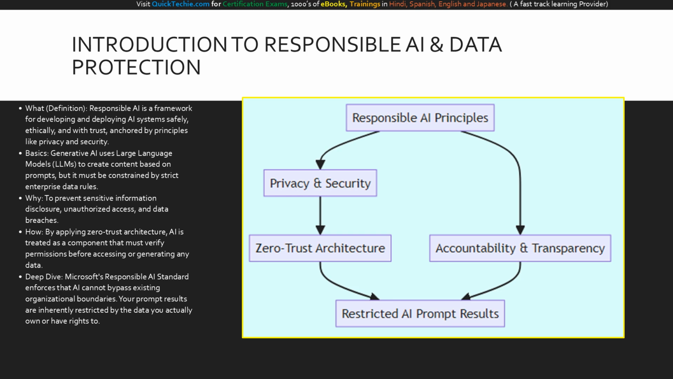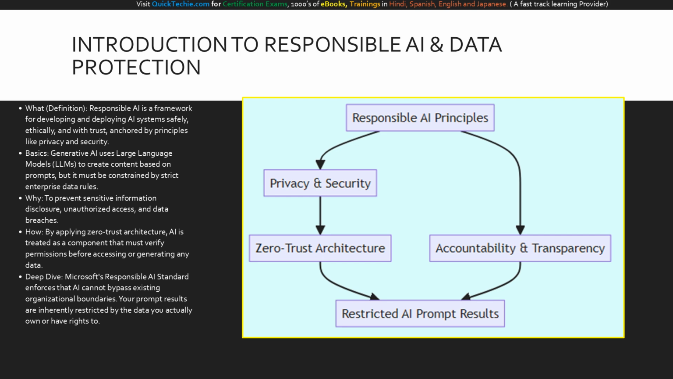How do we prevent this? By adopting a zero-trust architecture. The AI must explicitly verify your identity and permissions before it fetches a single byte of data. In our deep dive, we understand that Microsoft's responsible AI standard legally and technically ensures that an AI model cannot bypass your existing organizational access controls.